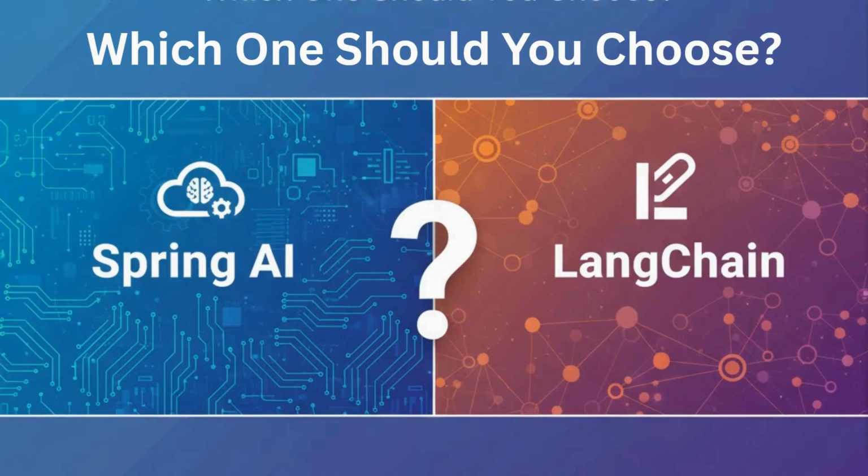If you are integrating AI into an application, you have probably come across LangChain and Spring AI. A common question I see is, should I use LangChain or should I use Spring AI? In this video, I won't say one is better than the other. Instead, I will explain what problems each one is designed to solve so you can make the right choice.